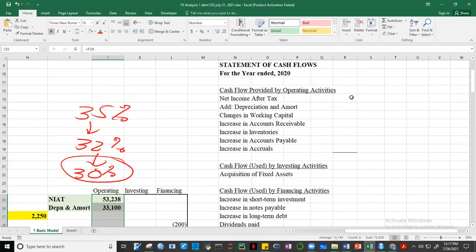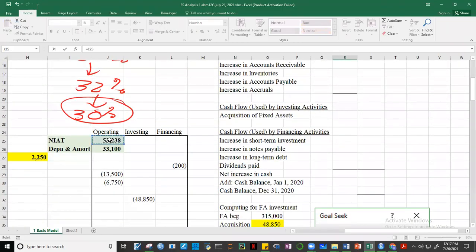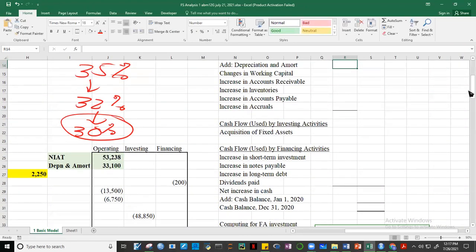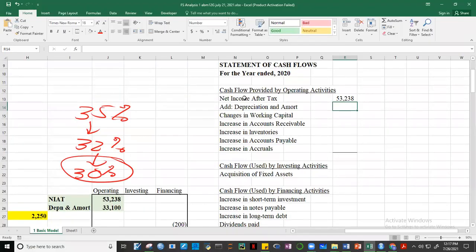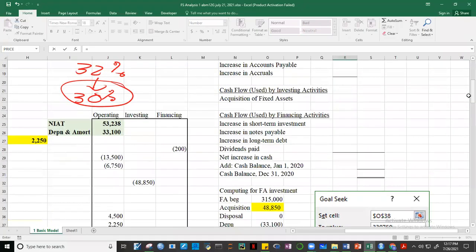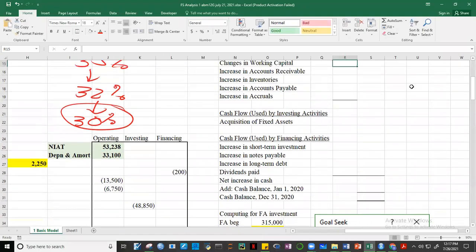So net income after tax is, dito na natin kunin. This one. Okay, cash flow provided by operating activities, net income after tax. Then we have to add back depreciation and amortization. There.